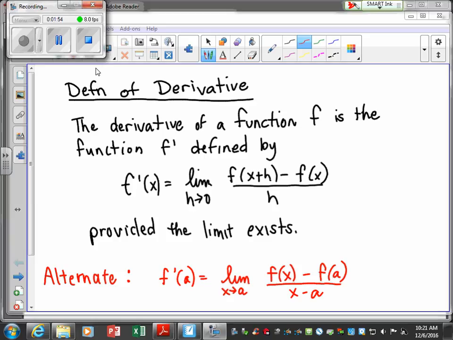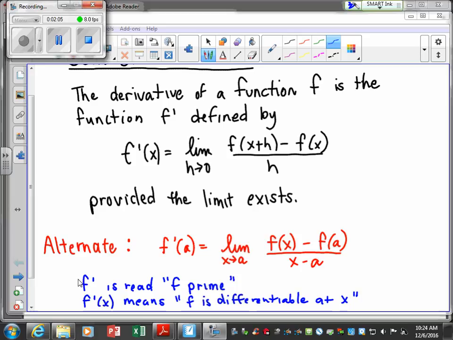And derivatives, for the most part, are important to us because they're going to be able to provide approximations for us and also explain trends in a function. Also notation: f prime, that's how that's read, f prime, and also f prime of x means that f is differentiable at x. So that's just some notation to take note of. So differentiation is the process of finding the derivative of a function, and we'll practice with an example next.